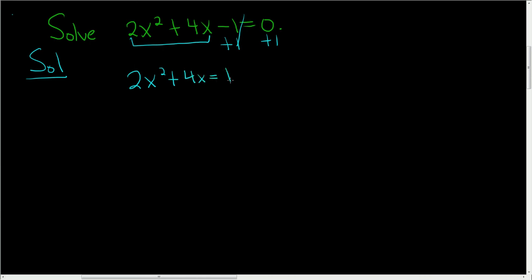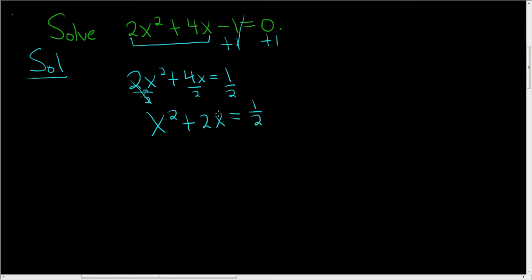equals 1. Before you complete the square, you have to make sure that the coefficient of x squared is 1. So we'll divide everything by 2. So we end up with x squared plus 2x equals 1/2.